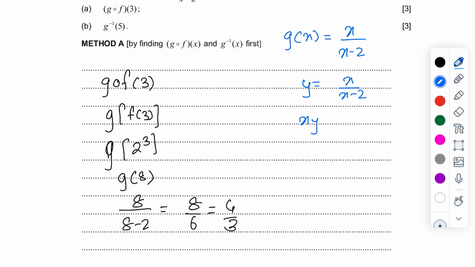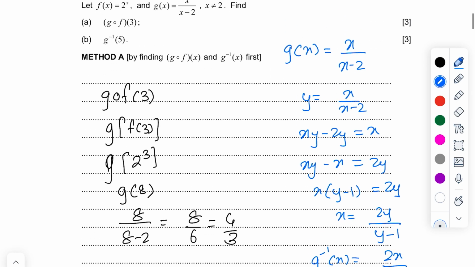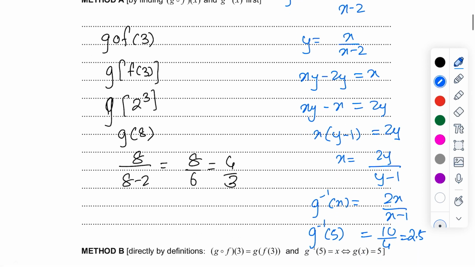So xy minus 2y equals x. xy minus x equals 2y. Take x common: y minus 1 equals 2y. x equals 2y upon y minus 1. So g inverse of x equals 2x upon x minus 1. So g inverse of 5 will become 10 by 4, which is going to be 2.5. That's going to be the answer.